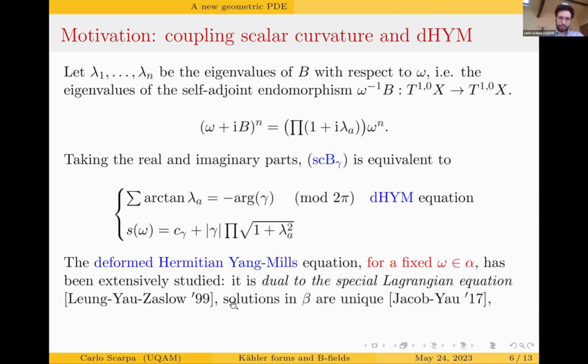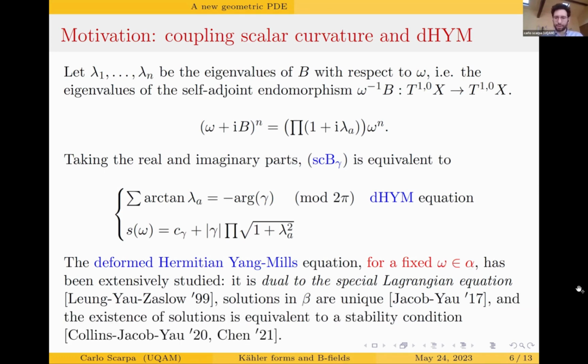But most importantly for us, we have that solutions inside this class are unique if they exist. So if you have fixed a Kähler form, then solutions actually are uniquely determined by this choice if they exist at all, but they might not exist in general. However, it's been known that at least in some regimes, the so-called critical phase regime, the existence of solutions for the first equation is equivalent to a stability condition. And in particular, this implies that the existence of solutions to the first equation doesn't really depend on the choice of Kähler form in the Kähler class, at least in some cases.